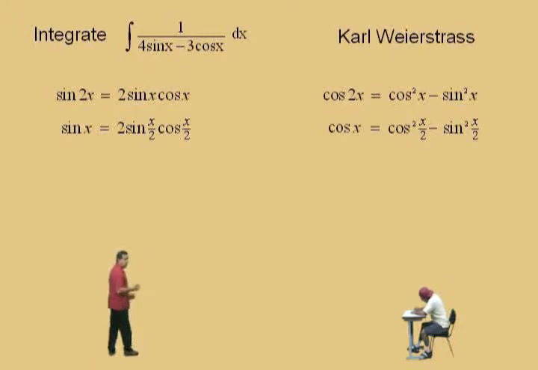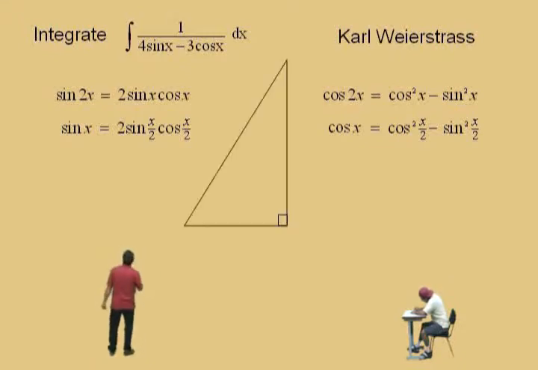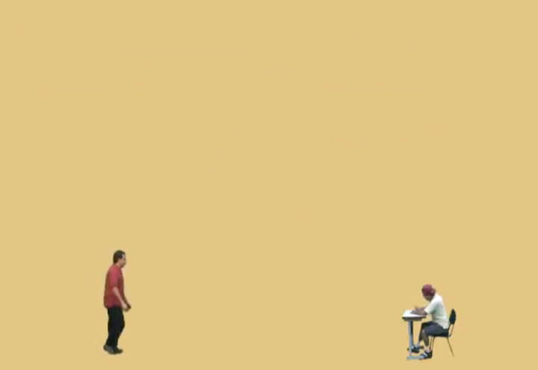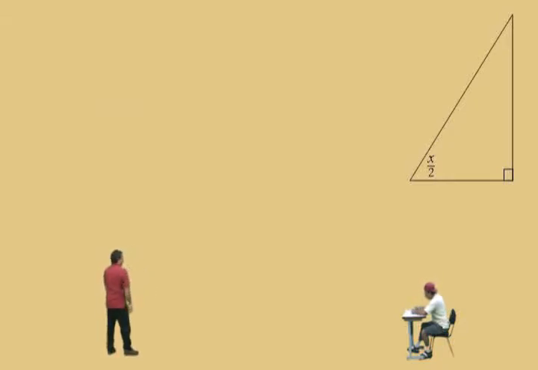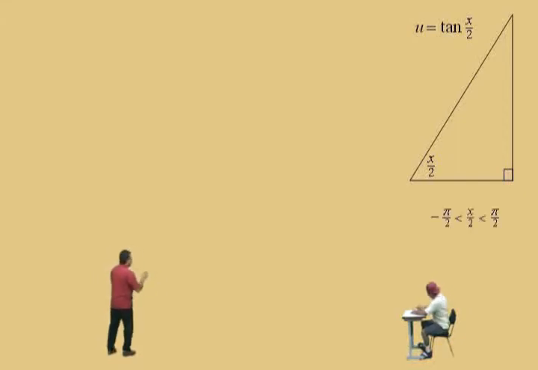Now, we're going to develop a reference triangle based on this reference angle x over 2. Here's our reference triangle, and here's the actual substitution that Karl Weierstrass used. He said, let u equal tangent of x over 2, Charlie. We're going to restrict x over 2 to quadrants 4 and 1 of the unit circle, negative pi over 2 to pi over 2.